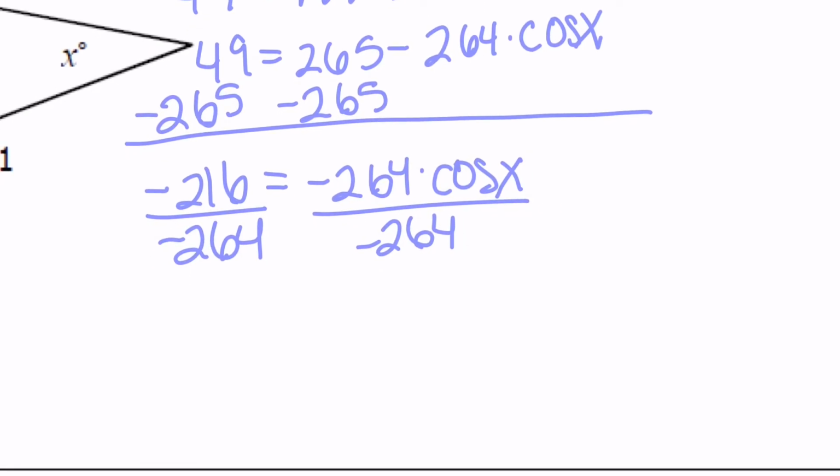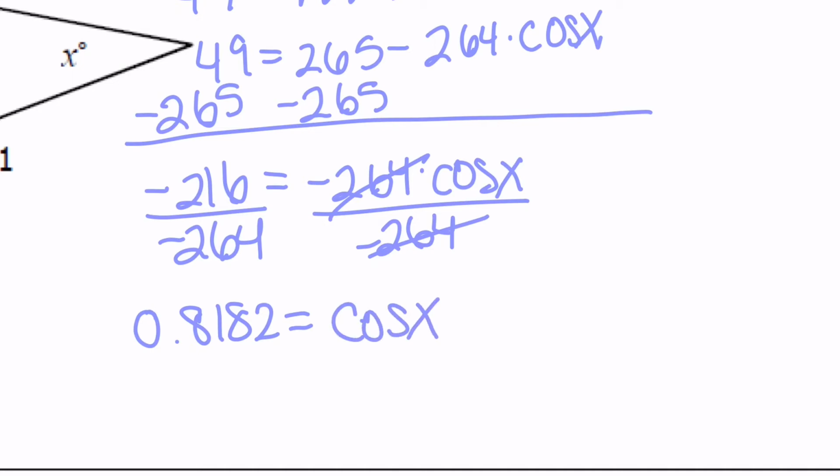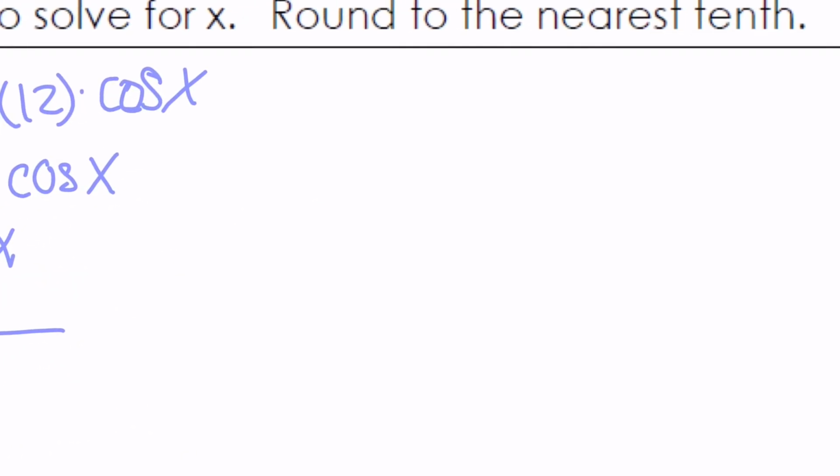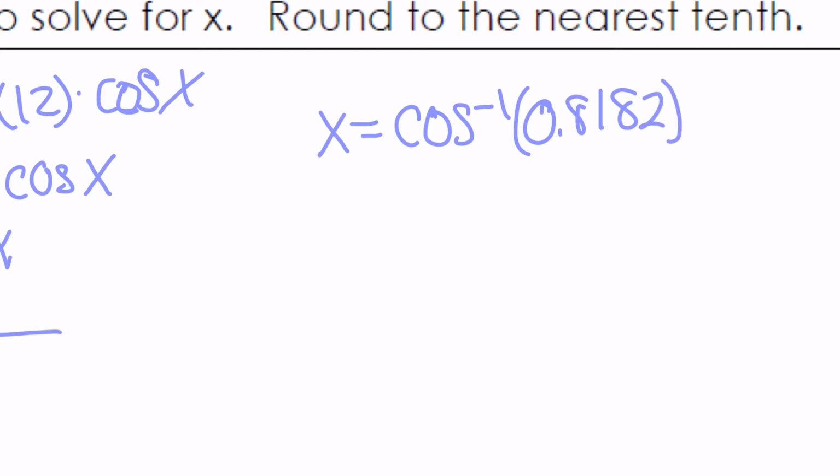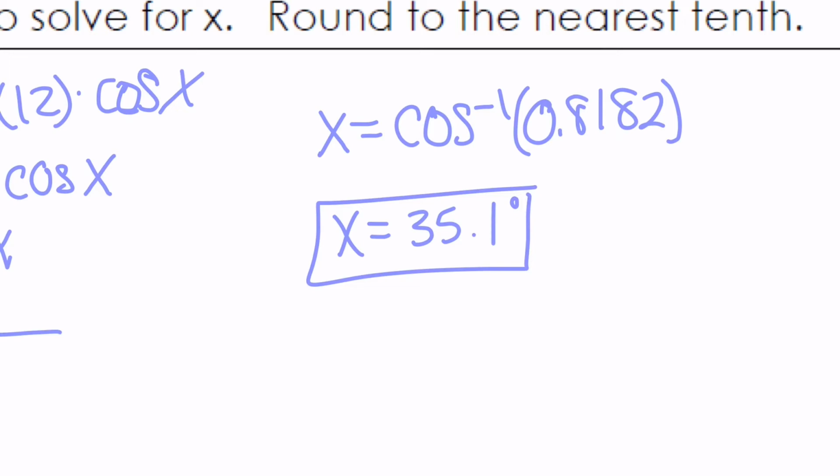Put that in my calculator. I end up with 0.8182 equals, those are going to then cancel, the cosine of x. Now, this should look familiar. I should know where to go from here. I use my inverse cosine function. So I take cosine, or inverse cosine of 0.8182. Put that in my calculator, and I should end up with x equals 35.1 degrees as my final answer.